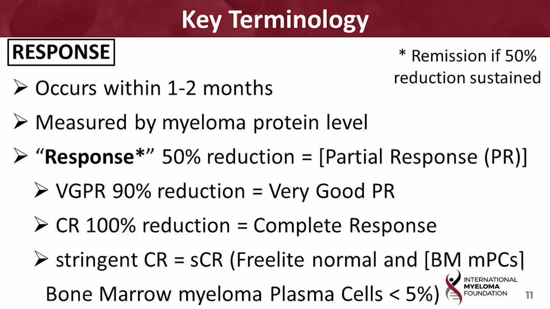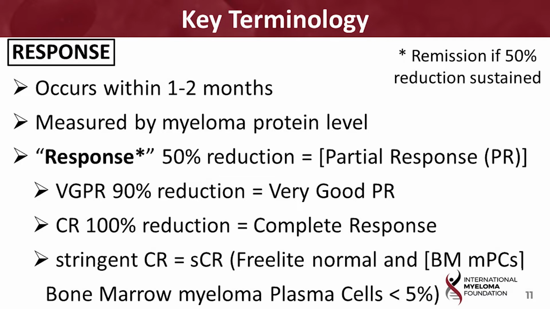So a partial response, which is what we technically call a response. When people talk about an overall response rate, it starts with a 50% reduction. So if the protein level starts off, let's say at 4 grams and then drops to 2 grams, that would be a 50% drop. And so that would be a partial response. Now, if it drops more than that, if it drops from 4 to 1, that would be a 75% reduction. That would be a very good partial response.